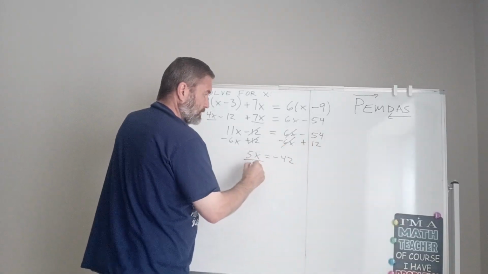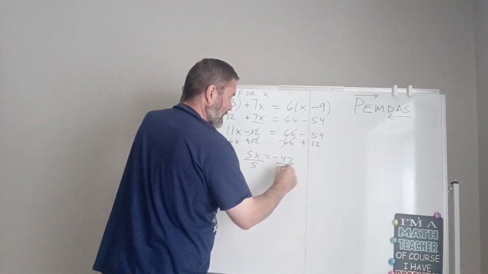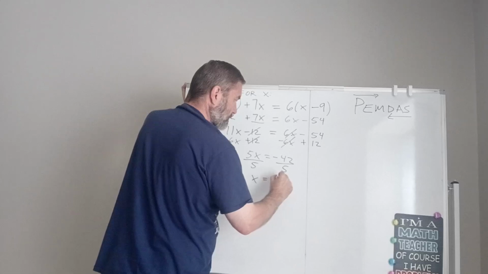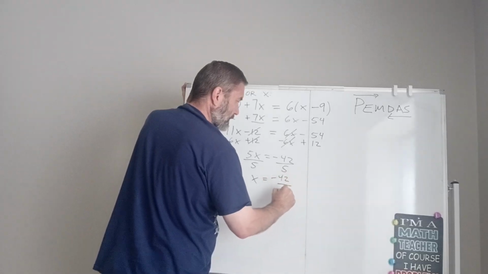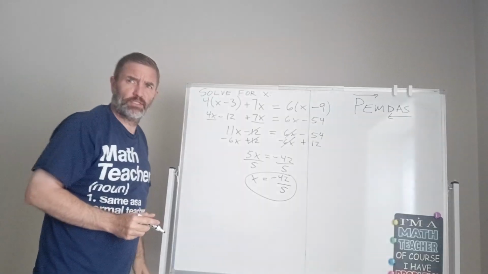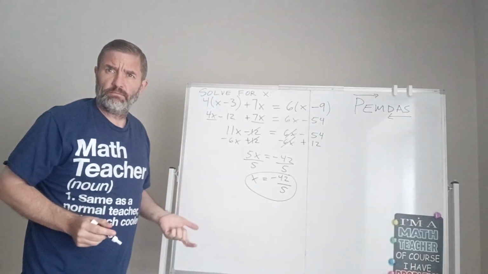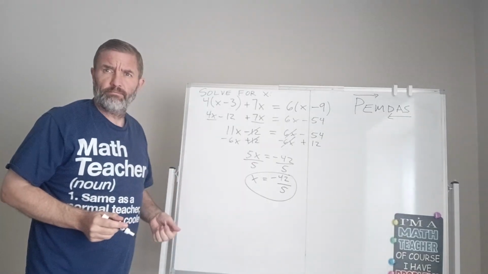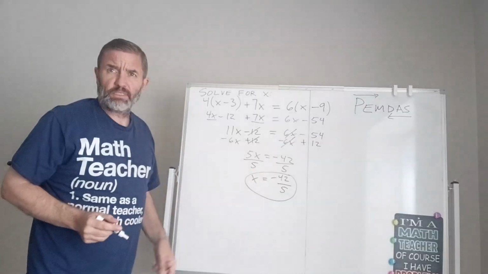Now, the inverse is divided by 5. And I know the answer looks really ugly, but guess what? It doesn't matter how ugly it looks, because that is the answer. You're done. It doesn't matter that it's a fraction. Now, we could write that as a decimal, minus 8.4. Okay, you could write that as a mixed number.